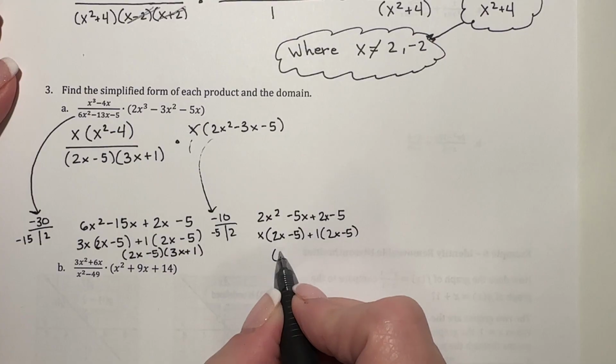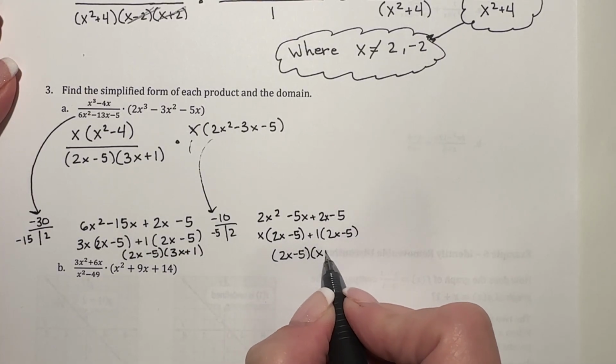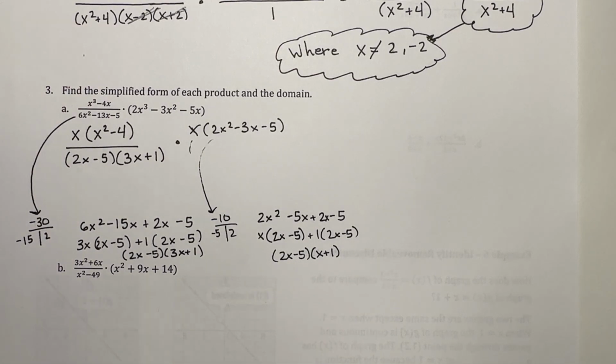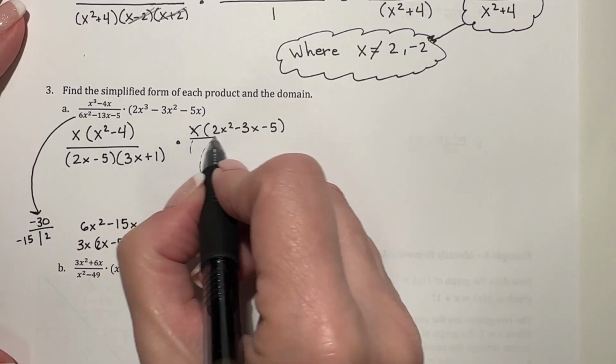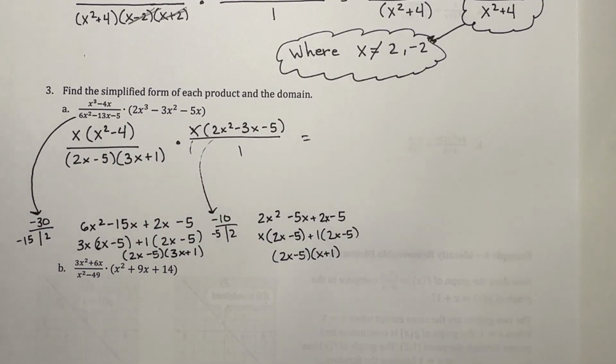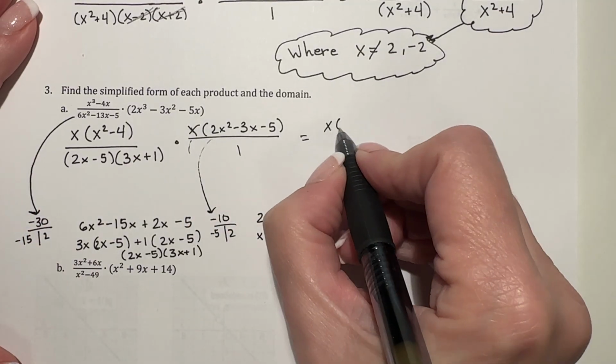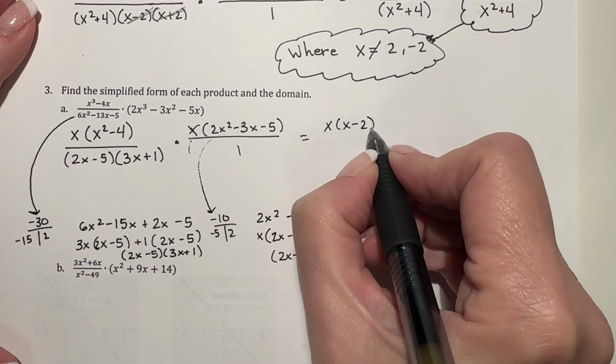So all factored, that's 2x minus 5 and x plus 1. By the way, if you're struggling with your factoring, please go and do some practice on Delta Math. It's very helpful. All right, so let's see what all we've got when we have it all factored. Remember, that's difference of squares, so go ahead and factor that out.